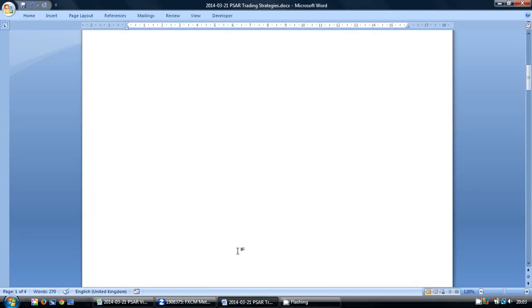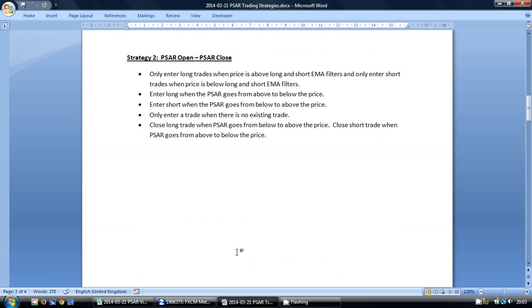Okay, so strategy two is only slightly more complicated. We're going to use the PSAR to open and close the trades in this case. The difference is we're going to use two different EMA filters in strategy two. We're going to use a long and a short EMA, and we're only going to enter long trades when we're above both, and only enter short trades when we are below both.